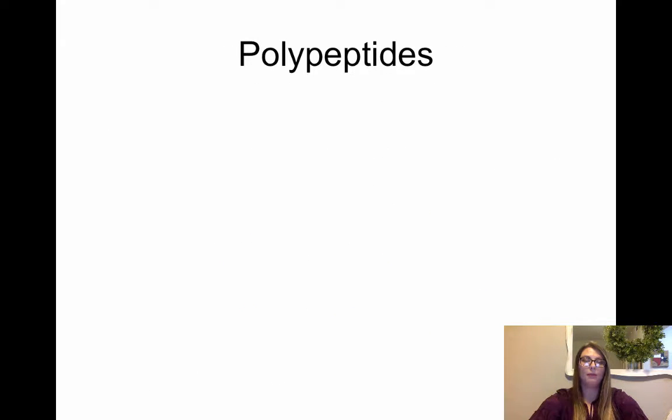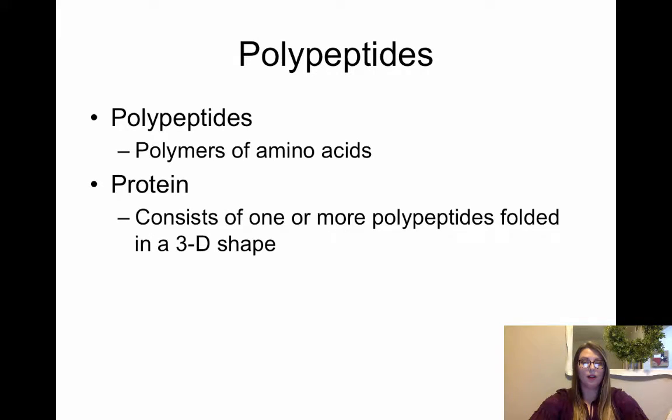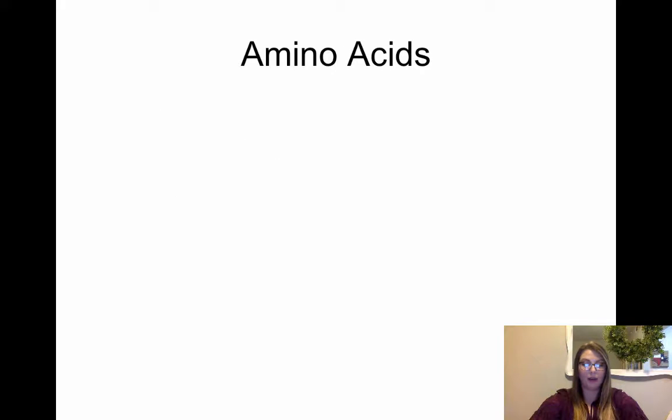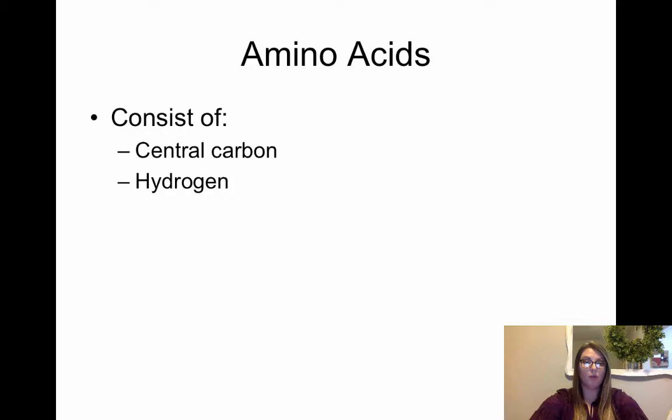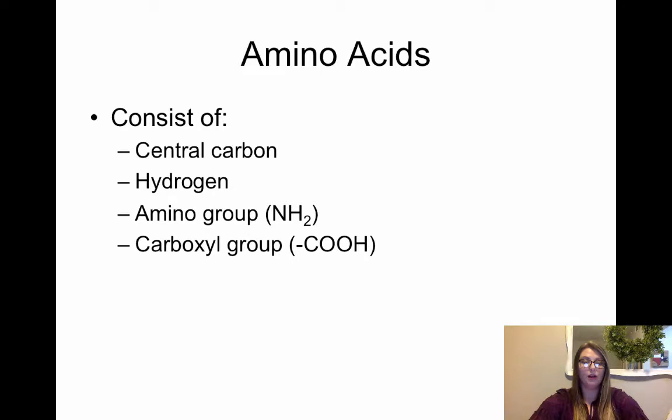So let's break down the word polypeptides. Remember that poly means many, and peptides mean protein. So a polypeptide is just a large link of many proteins. Now, these proteins will consist of one or more polypeptides, and they fold to make a certain 3D shape. This shape helps determine what their function will be. Now, remember, proteins are very specific, so they will have only one job. They're not multitaskers. And then we have amino acids, and that consists of a central carbon, a hydrogen, an amino group, a carboxyl group, and an R group. And these are held together through peptide bonds.